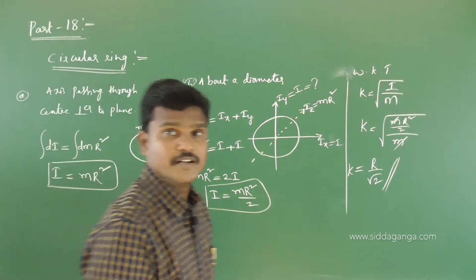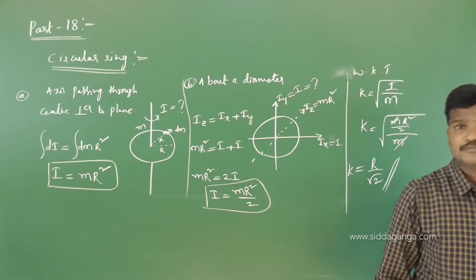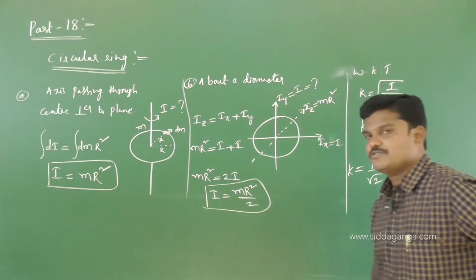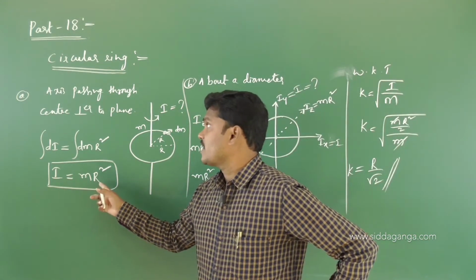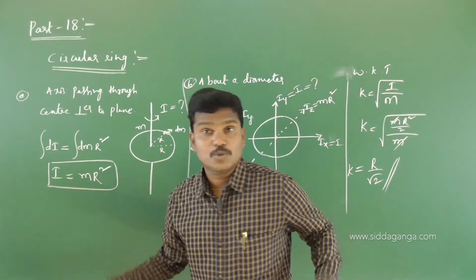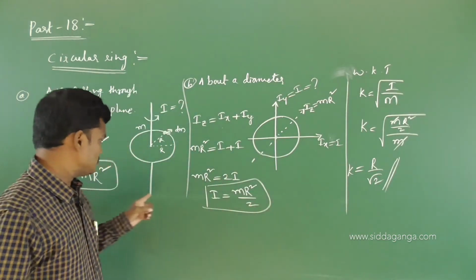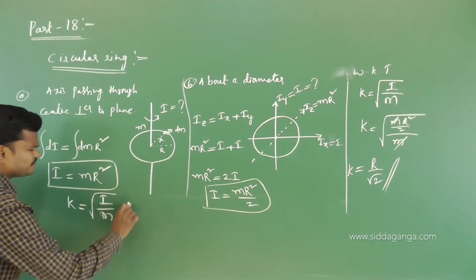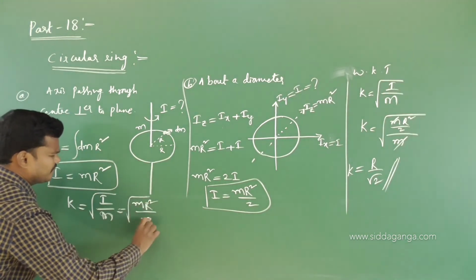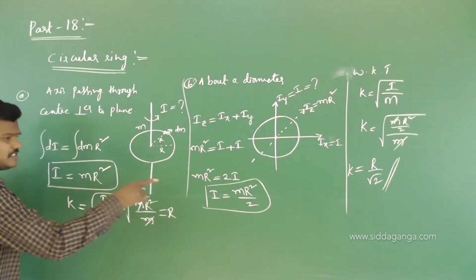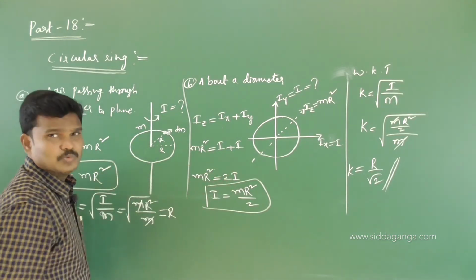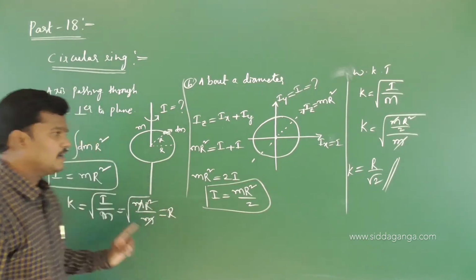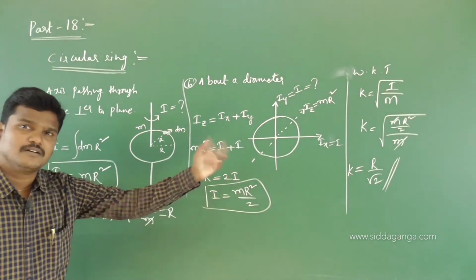Radius of gyration of a circular ring about a diameter is, keep in mind, R by root 2. Sometimes they may ask the ratio of the radius of gyration about an axis passing through the center perpendicular to the plane to that about the diameter. To find the radius of gyration here: I by m, this is mR square by m, m gets cancelled, R. If they ask this ratio, R by root 2, what is the ratio from the first one to the second one? R divided by R by root 2, R gets cancelled, the answer is root 2.